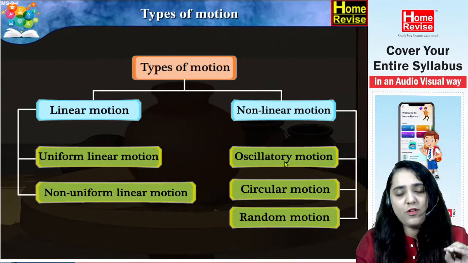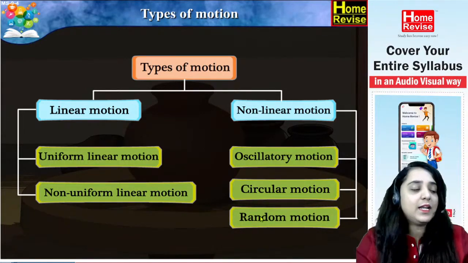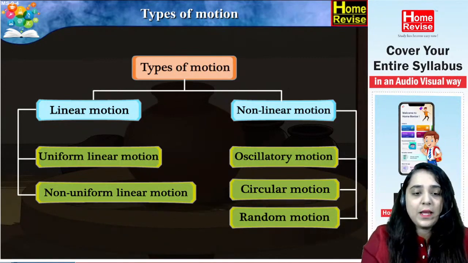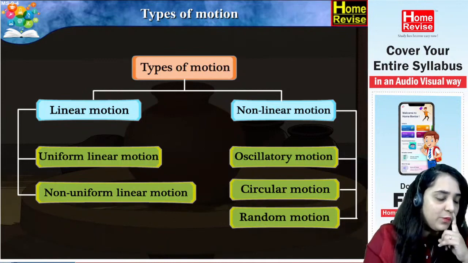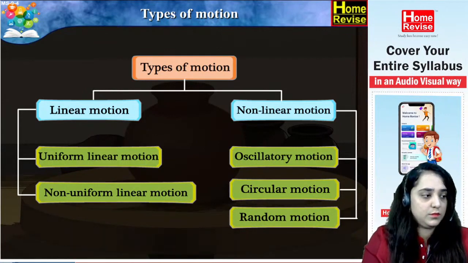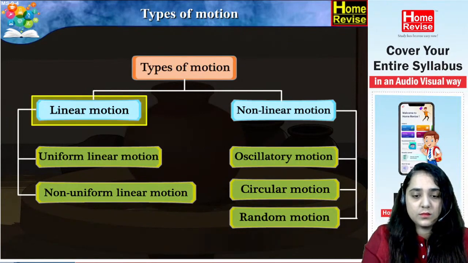Now what does oscillatory motion mean? What is the meaning of circular motion? What is the meaning of random motion? We will study it one after the other. Now everybody please pay attention about linear motion. A bit confusing? So let me explain. We shall first learn about linear motion.